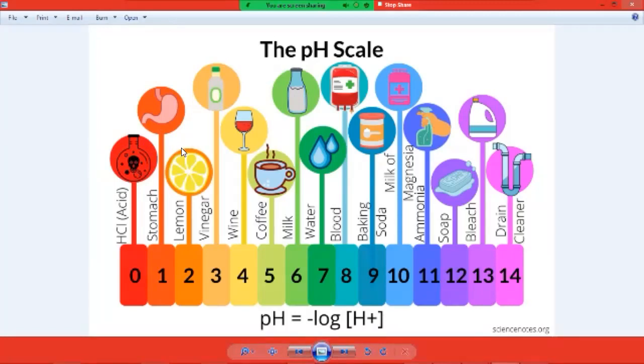Then from 8, 9, 10, 11, they are called weak bases, or weak alkaline. Then 12, 13, 14 are called strong alkaline. Okay? Can you see it?